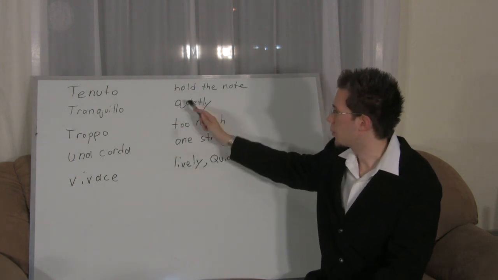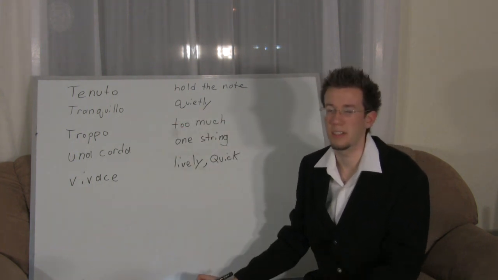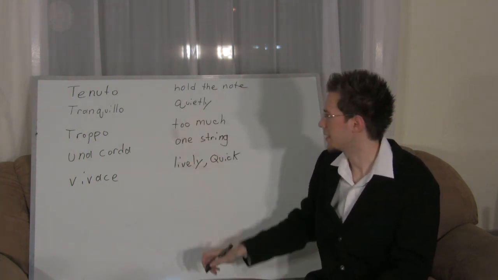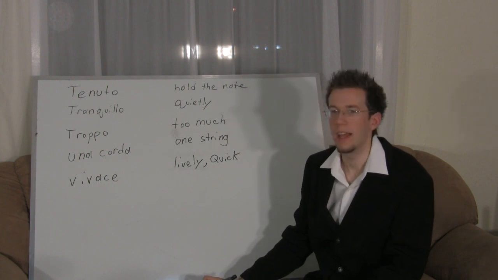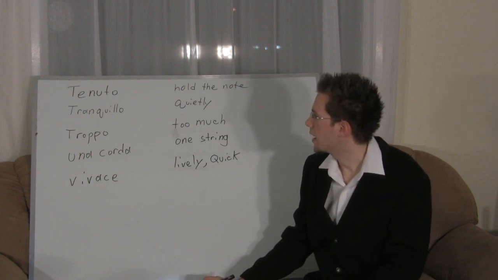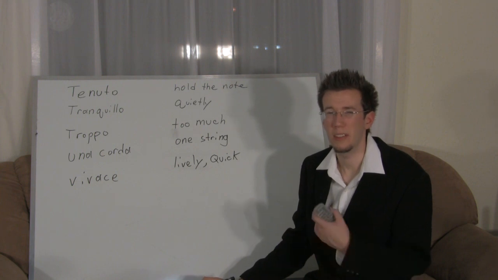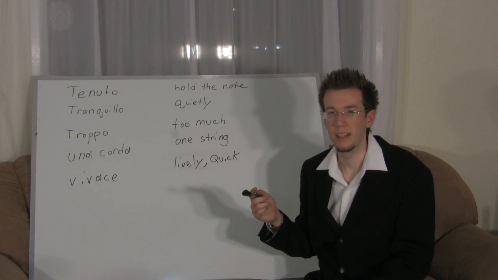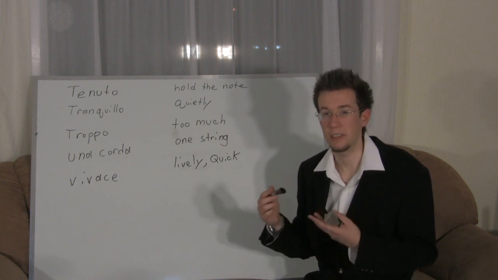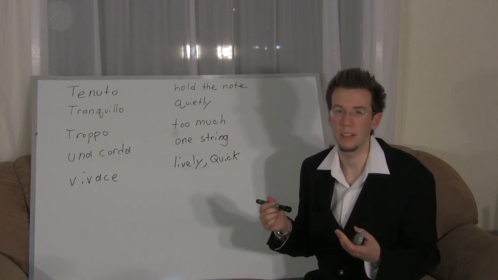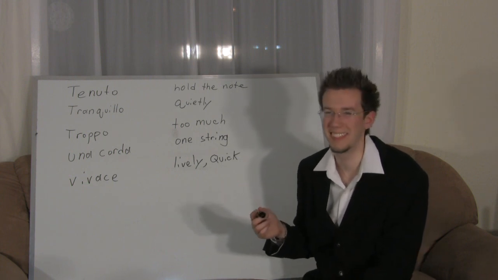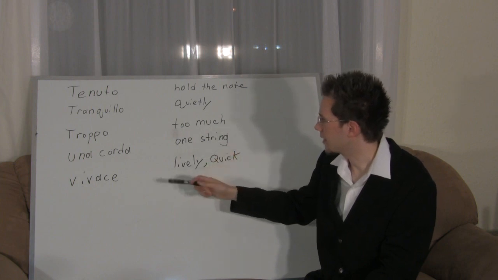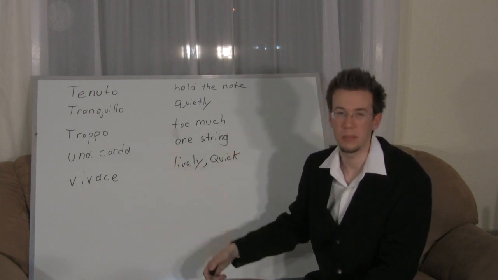Tranquillo means quietly. Okay, that's pretty obvious. Tranquil, quiet. So tranquillo is quietly. That's T-R-A-N-Q-U-I-L-L-O. I used to remember how to spell all of these, but the event where I actually have to spell these things out is so rare that I've forgotten how. So anyway, okay, troppo, too much. And that's pretty obvious.